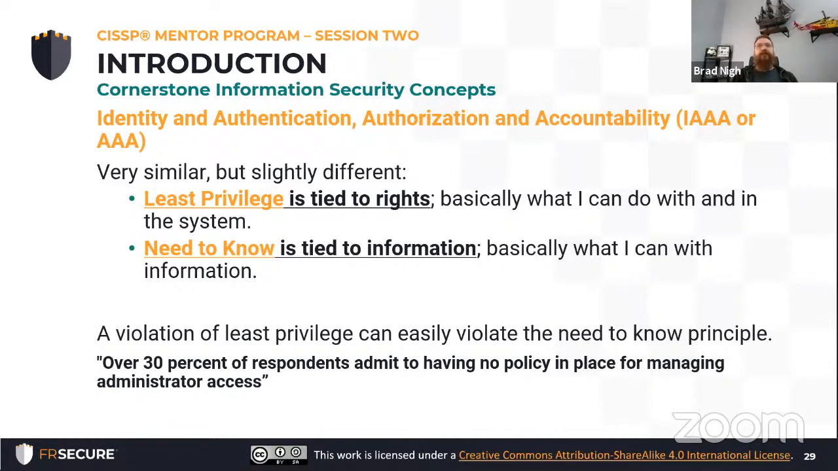Yeah, violation of least privilege can violate the whole need to know principle, right? Administrator access is a good example. If somebody isn't supposed to have access to certain documents and they're an administrator, well, you've just violated that need to know principle.